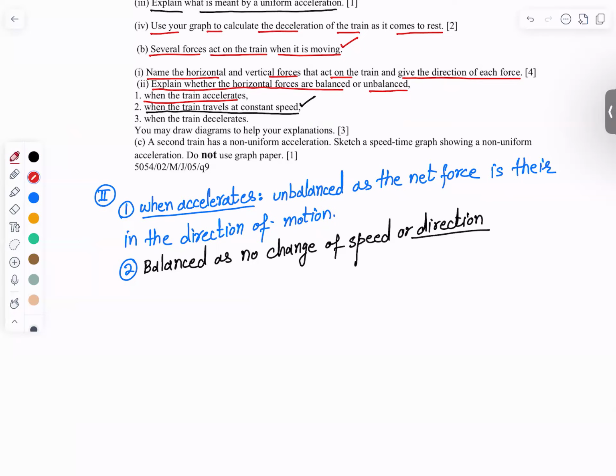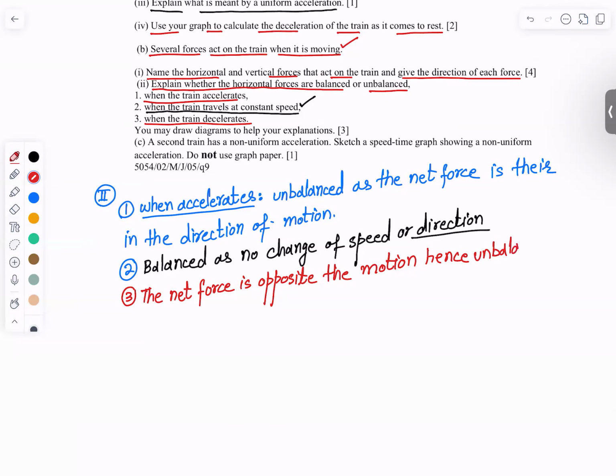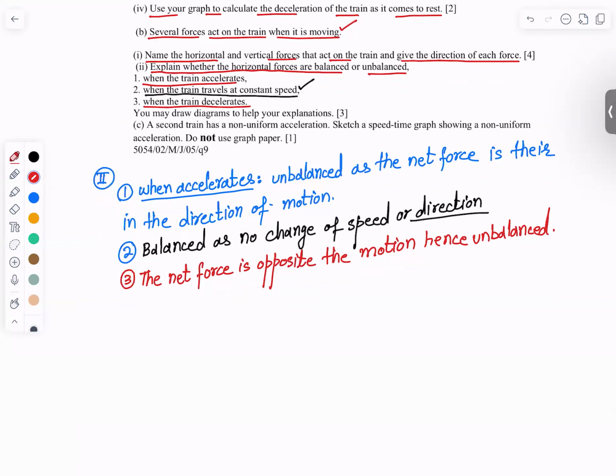The next one, when the train decelerates, the net force is opposite to the motion. When the train is decelerating, the net force will be opposite to the motion, hence unbalanced. The forces are unbalanced because the net force is opposite to the motion when the train is decelerating.